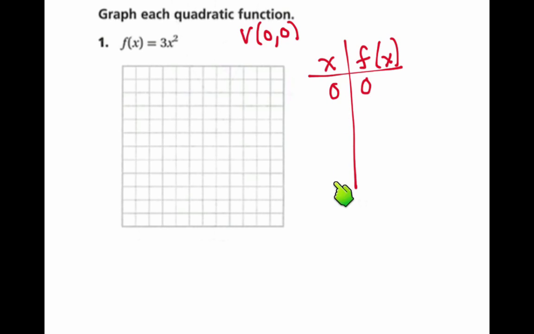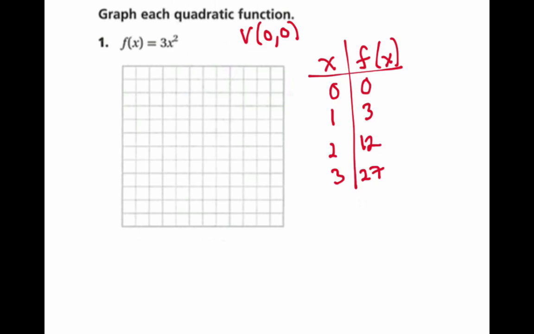And I'm going to go ahead and pick a few numbers near 0. Why am I not going to the negatives anymore? See if you can figure that out. So in any case, if I plug in 1, 3 times 1 squared is going to give me 3 times 1, which gives me 3. If I plug in 2, that gives me 3 times 2 squared, which is 3 times 4, which gives me 12. If I plug in 3, I get 3 times 3 squared, which is 9. 3 times 9 gives me 27.